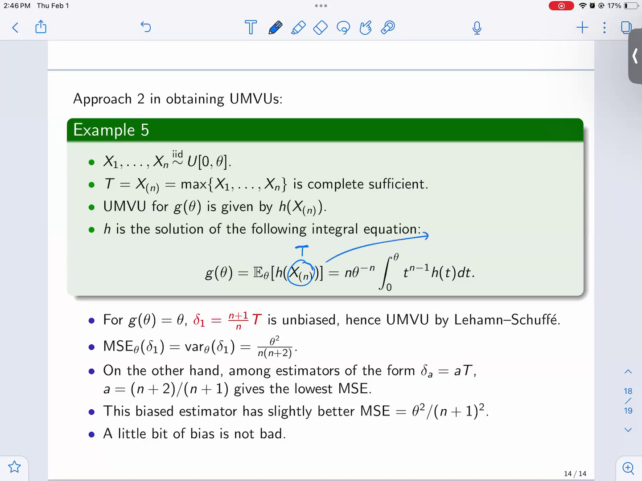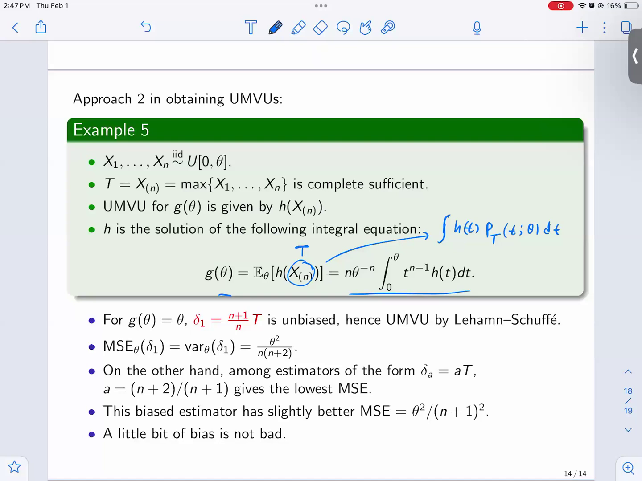So this ends up being an expectation, which is an integral, right? So the integral of h of t times p_T of t, and this depends on theta as well, dt. That's the density, this part. And so you just get an integral equation. Now I have to solve this.